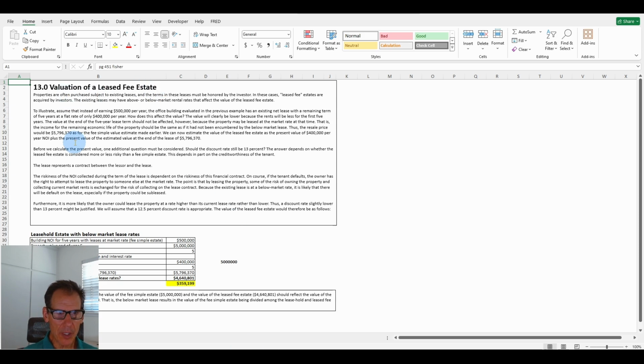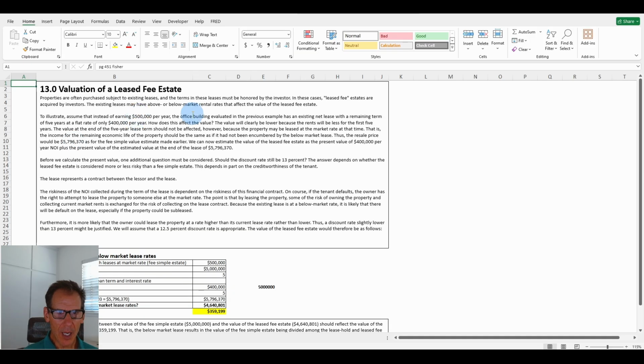Properties are often purchased subject to existing leases, and the terms in these leases must be honored by the investor. In this case, leased fee estates are acquired by investors. The existing leases may have above or below market rental rates that affect the value of the leased fee estate.